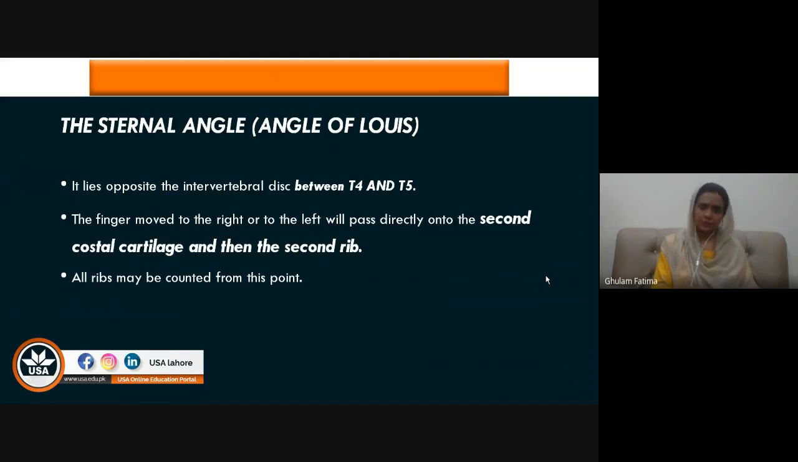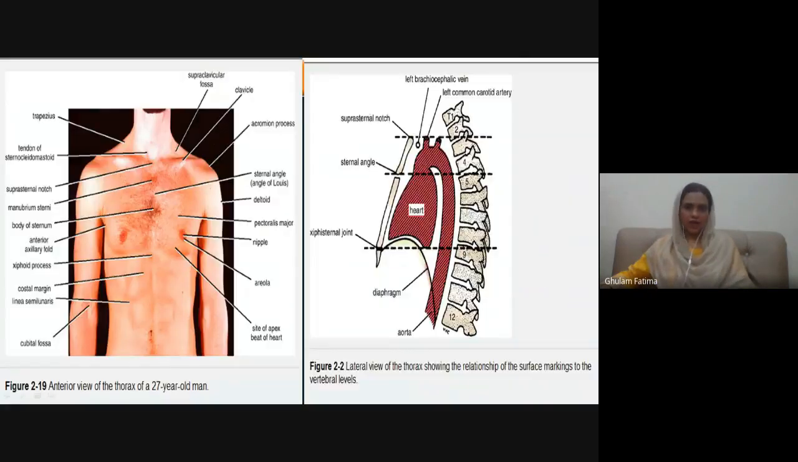Again, if we draw a line from front to back, this point lies opposite to the interval between T4 and T5. As you can see in this picture, here is your sternal angle, and the sternal angle coincides posteriorly with T4 and T5, lying between them. Actually, this is the point where the disc is lying, so it is in line with the disc between T4 and T5.